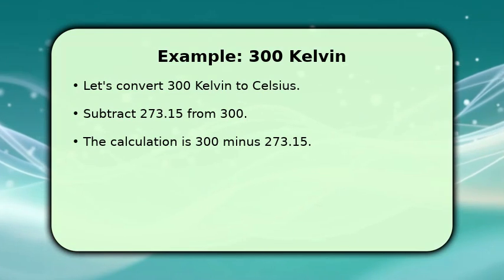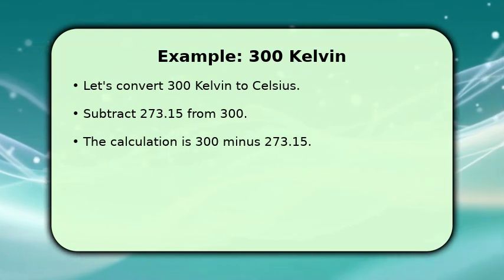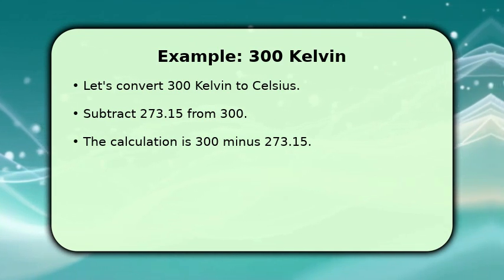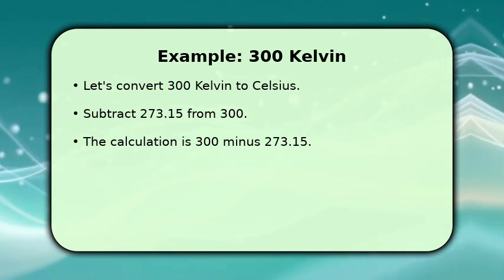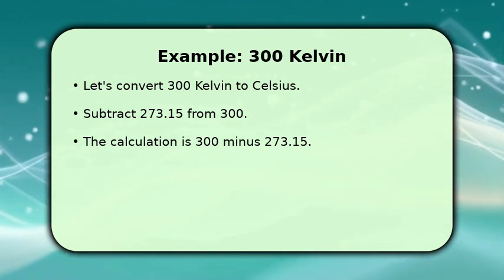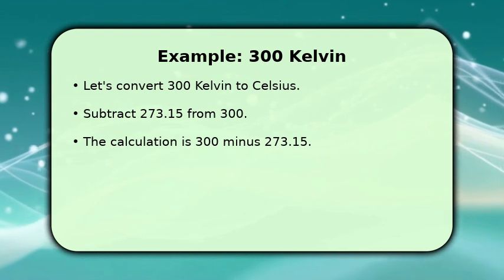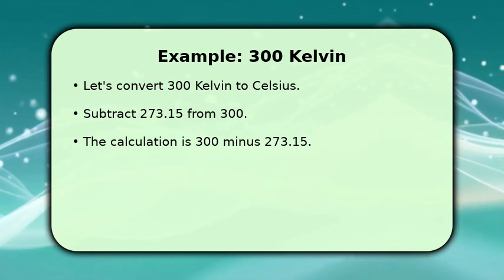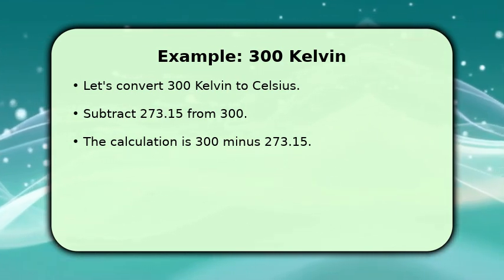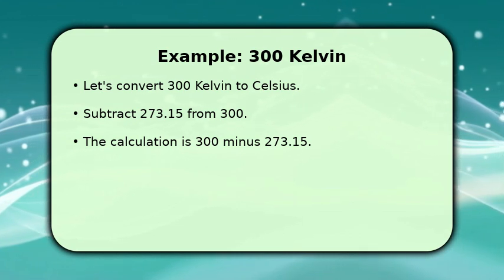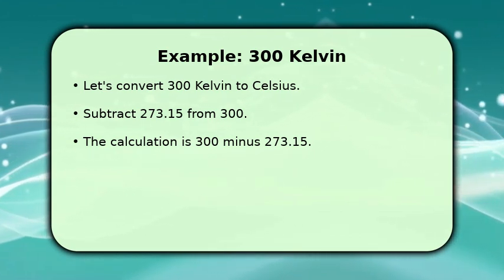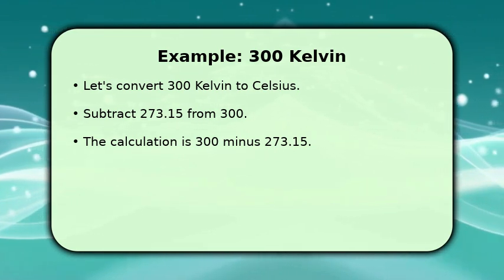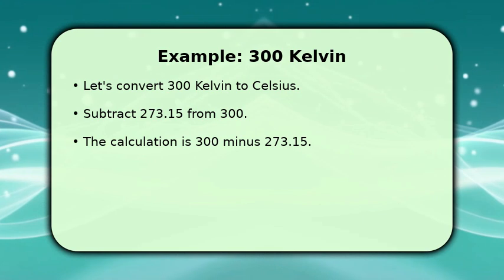Let's put the formula into practice with an example. Suppose you have a temperature of 300 Kelvin and want to convert it to Celsius. You simply take 300 and subtract 273.15 from it. So, 300 minus 273.15 equals 26.85. Therefore, 300 Kelvin is equivalent to 26.85 degrees Celsius. This demonstrates how quickly and easily you can perform this conversion using the simple subtraction step.